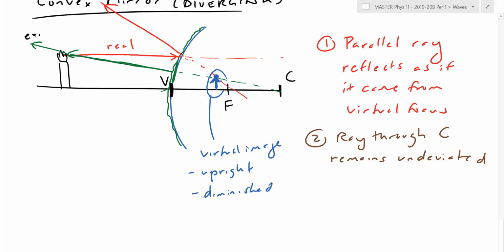And what you're going to find when you do your practice for this one is that regardless of how close I am, regardless of where I would be relative to the focal point or the center of curvature, we're still going to have the intersection always on the other side. All right?